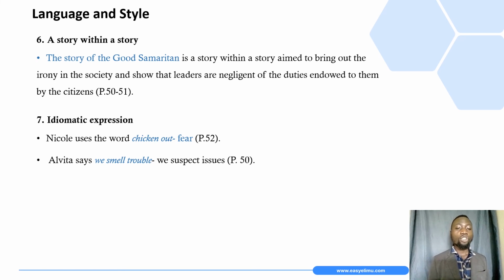Then the last aspect of style that we are coming across in this scene, dear students, is idiomatic expression. So we have the word chicken out, that means fear. Then we have another idiomatic expression that is used, smelling trouble. That is suspecting that maybe something bad might happen later on.